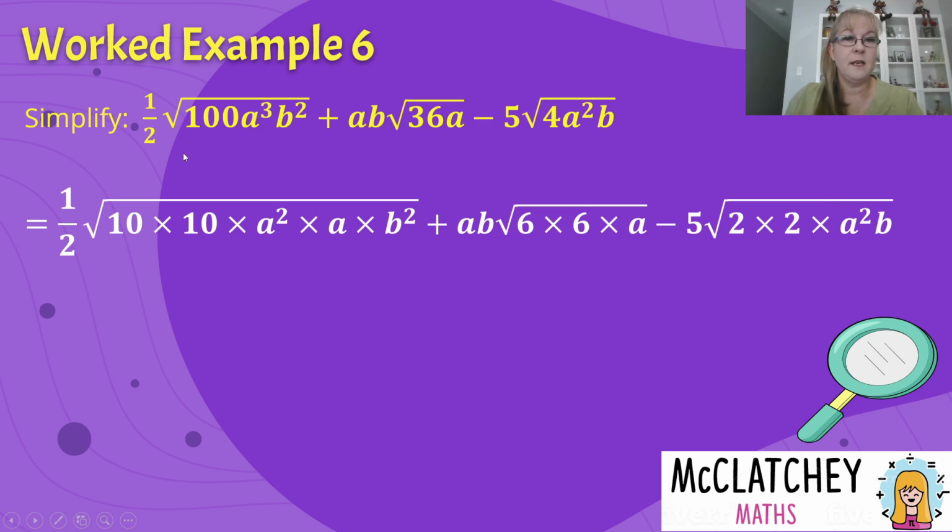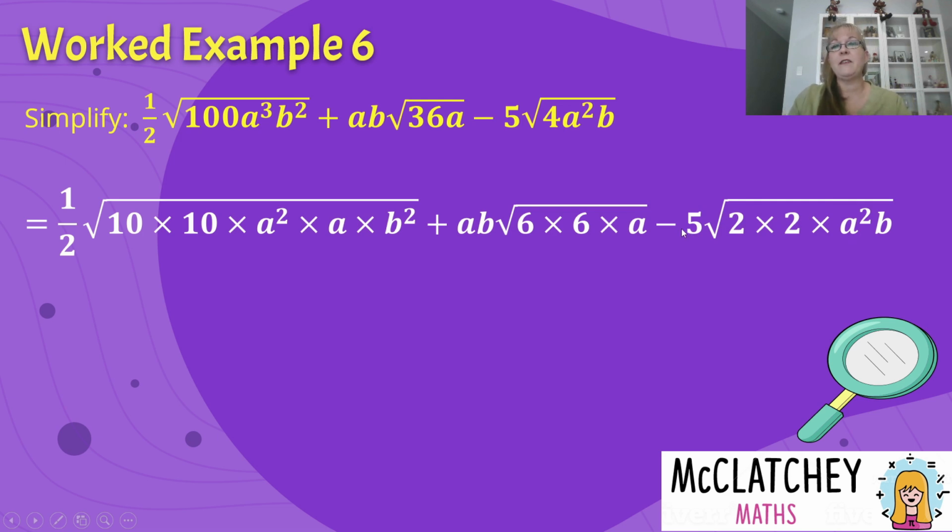We know 100 is made up of 10 times 10. It's a perfect square. A cubed is made up of a squared times a. You'll notice with any of these that have odd powers, break one out and drop that power down one and you've got a perfect square. And then I've got simply b squared. Over here, 36 is a perfect square, 6 times 6. 4 is a perfect square, 2 times 2, times a squared b.